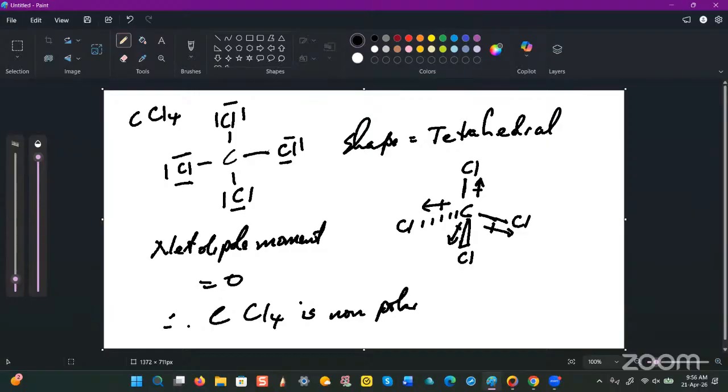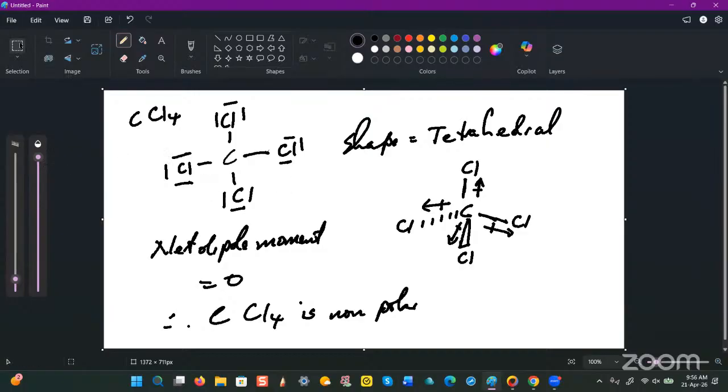So that's the kind of idea that you're going to use to answer the polarity part of the question in assignment 10, all right? Any questions about this? Okay, let me give another example.